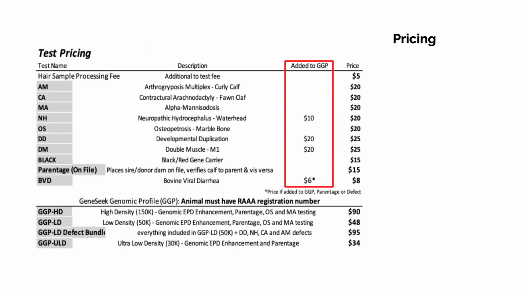You can see there at the bottom, the $6 for the BVD. BVD added to anything is going to be the $6. If you just wanted to test your animal strictly for BVD, nothing else, you would pay the $8.